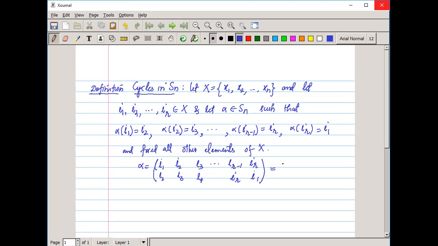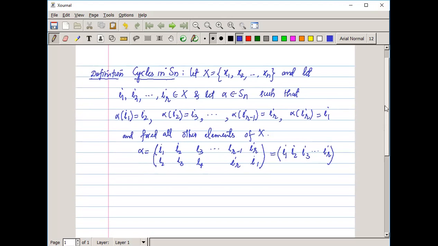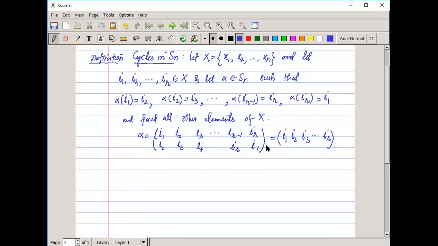Now this can also be written in a single row notation: i1, then i2, then i3, and so on, then ir. And this means that i1 goes to i2, i2 goes to i3, i3 goes to i4, and so on. And the last symbol ir goes to i1. So this kind of permutation is known as a cycle.